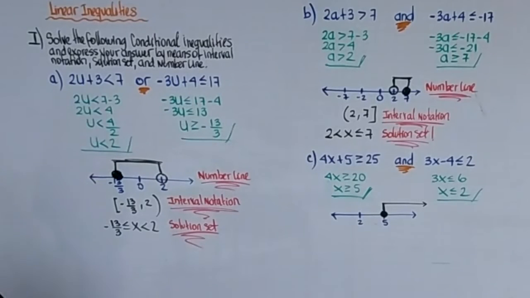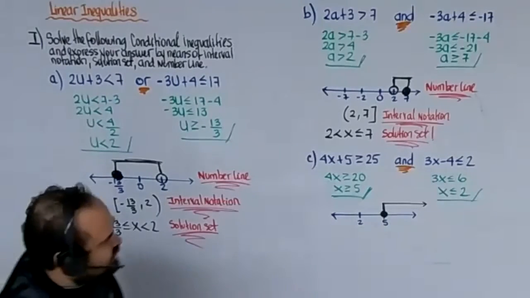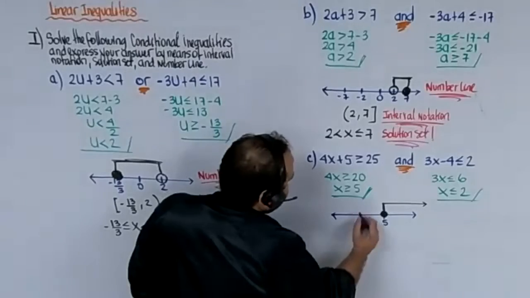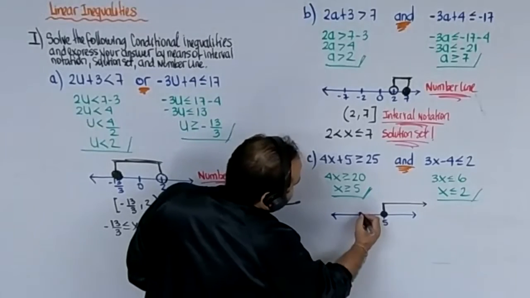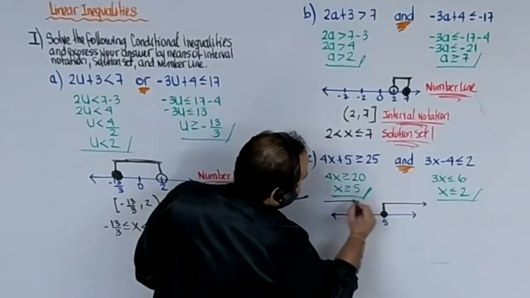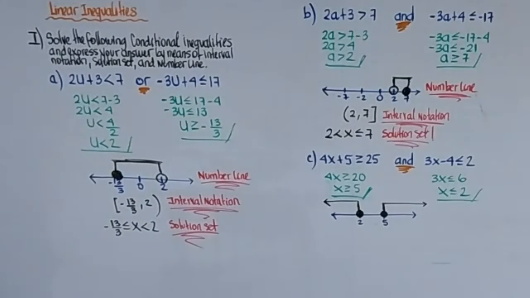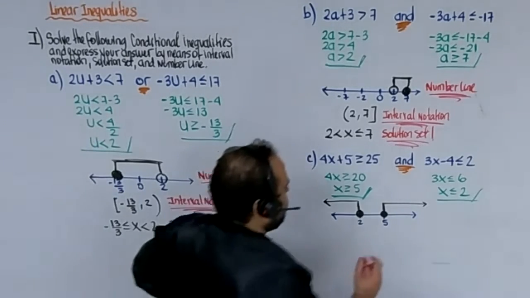How about the number 2? What values are less than or equal to 2? 2, 1, 0, negative 1, and the numbers go on and on, right? Perfect. Because we have the equal sign, I'm going to fill in the circle. And we have a different number line in this case, right? We have a separated solution in the number line.